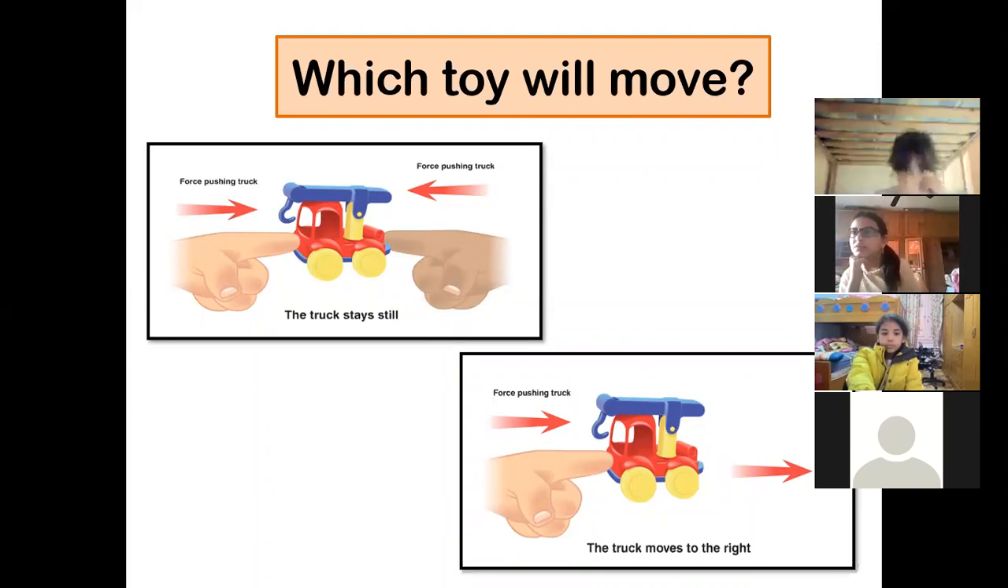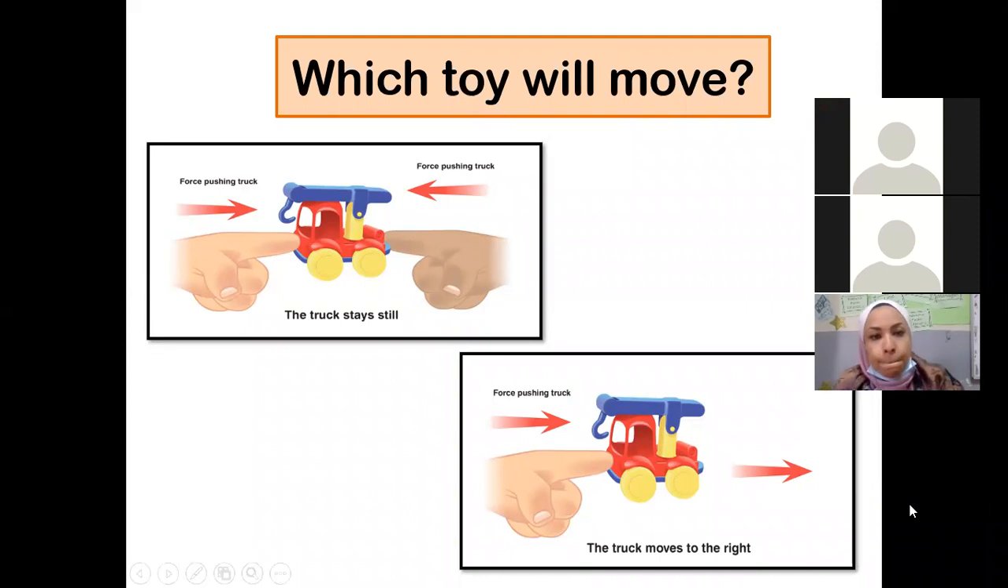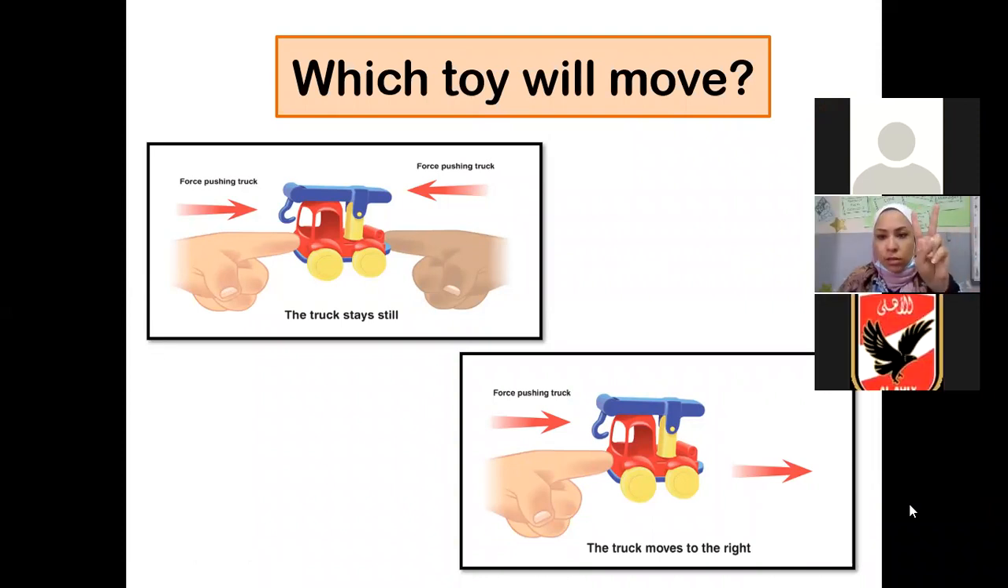So right here we have two pictures, as you can see. In the first picture, we have two hands pushing the toy from the two opposite sides. Now, if both of the hands have the same force, or pushing the toy with the same force, like for example, I have my mobile right here, and I have both of my hands on the two sides of the mobile. Now I'm pushing it, okay? I'm pushing it right now from both sides.